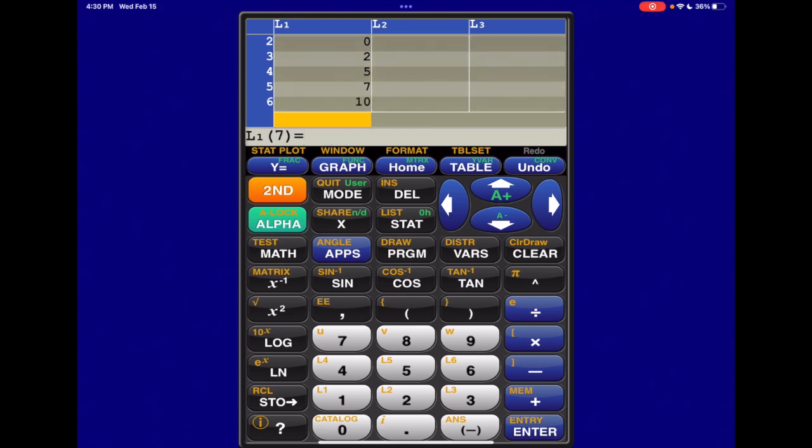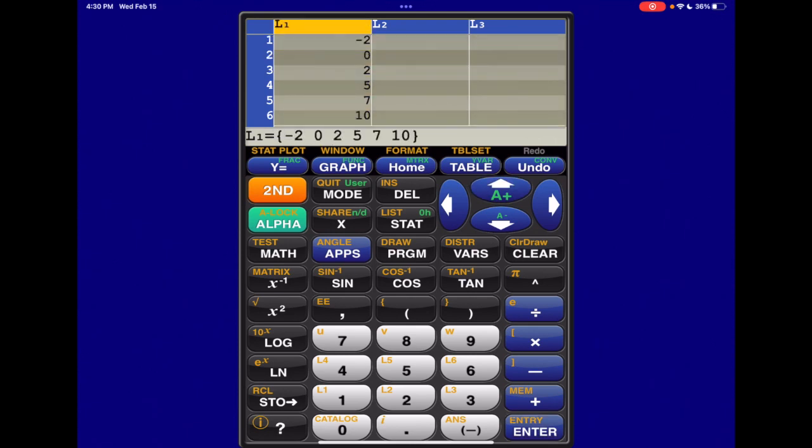One of the things you want to be really careful with is if you're entering negative values in, make sure you use the negative key, which is below the 3, instead of the subtraction sign, which is next to the 6. So to put negative numbers, use that negative key below the 3. So I hit that negative and then a 2 to get the -2 there. All right, so there's my x's into L1.